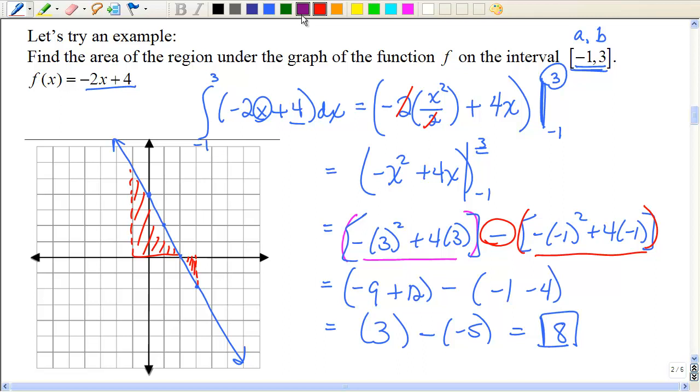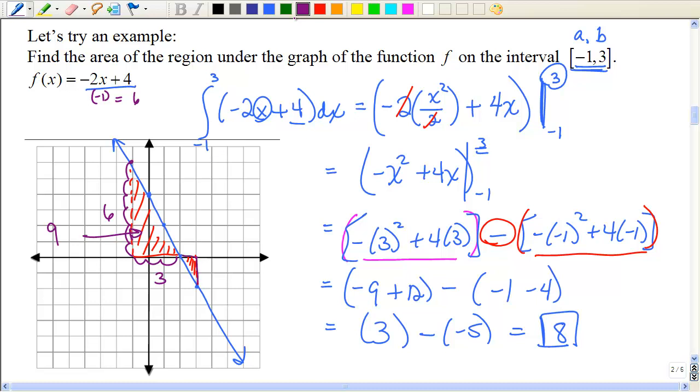Let's just see if we can do some geometry. So this is 1, 2, that's 3 units. 1, 2, 3, 4, 5, 6. I believe when x is negative 1, y would be 6. All right, so this would be 3 times 6 is 18 divided by 2. That would be 9 square units for that triangle.